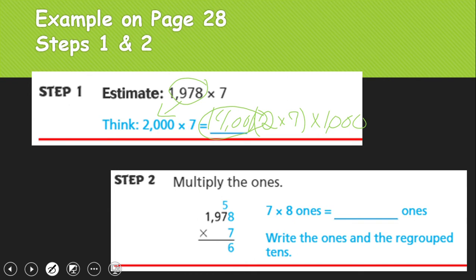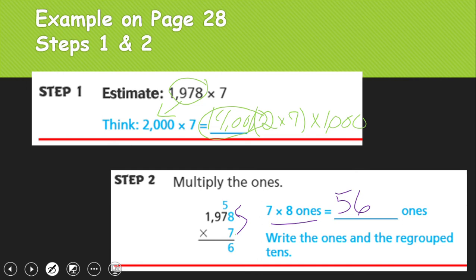Now, after we have estimated, we now need to do step 2, which is multiplying the ones. So we need to multiply 7 times 8, 8 ones. That's why we have this off to the side. 7 times 8 ones equals 56 ones.